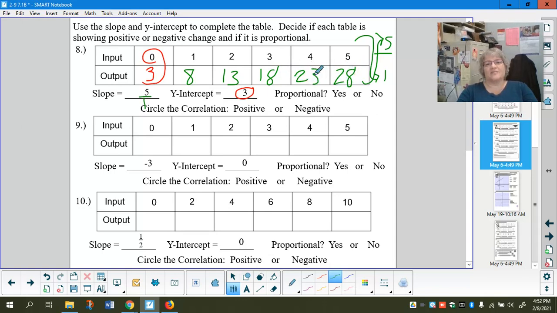Notice when you add 5s that the 1's digit just keeps going back and forth. Is it proportional? Nope, doesn't go through 0, 0. Is it positive or negative correlation? Slope is positive. It's increasing. Positive. All right, next one.